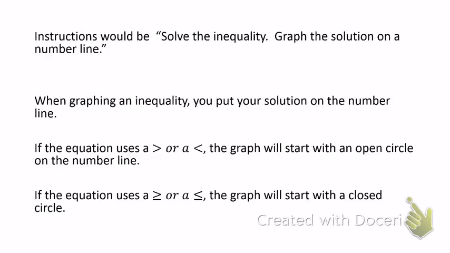The instructions are almost always going to be solve the inequality and then graph the solution on a number line. So the instruction should be fairly straightforward. When we graph the inequality, please make sure you put your solution on your number line. If the equation uses a greater than or a less than, the graph is going to start with an open circle on our number line. And if the equation uses a greater than or equal to or less than or equal to, the graph will start with a closed circle. So our number line is going to have an open circle on less than or greater than, or it's going to have a closed circle if it's greater than or equal to, less than or equal to.